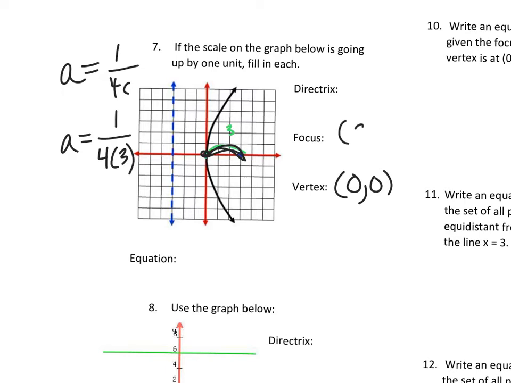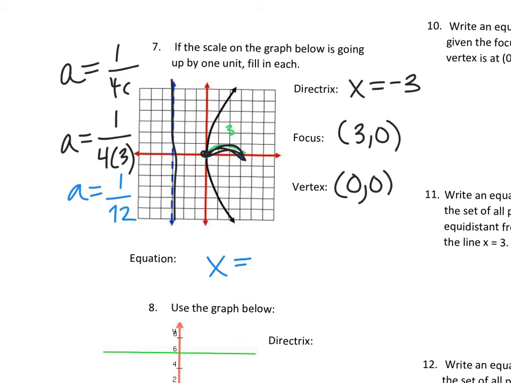Now I know my focus is going to be 3, 0, and my directrix is going to be x equals -3. Remember, directrix is always an equation of a line. So my a right here is 1/12. Because this parabola is opening to the right, it's going to be x equals positive 1/12 y squared.